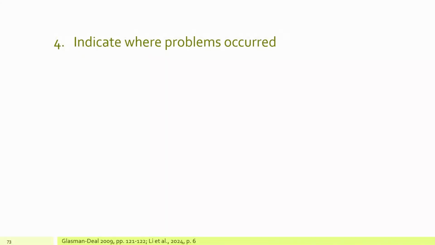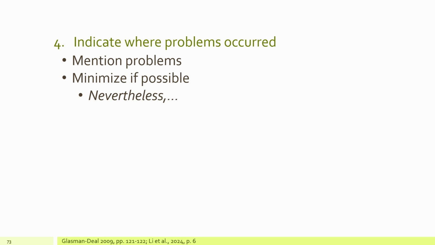Like with the methodology, Glassman-Deal reminds us that it is critical to acknowledge any issues that arise within the results, such as if they are incomplete or somehow don't fit. If it's possible and doesn't involve the twisting of the truth, you can use minimizing language to show the lesser importance of the problem, such as "nevertheless."